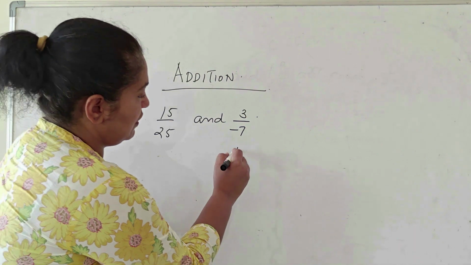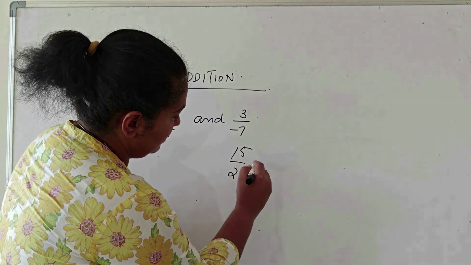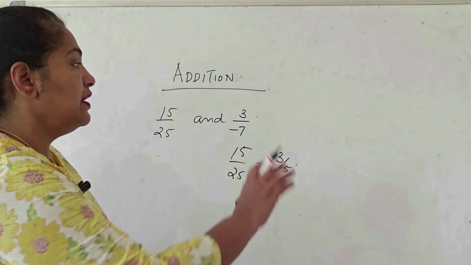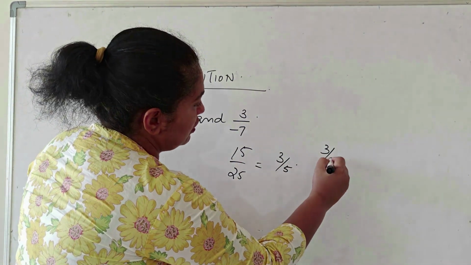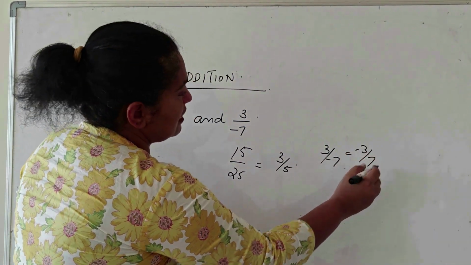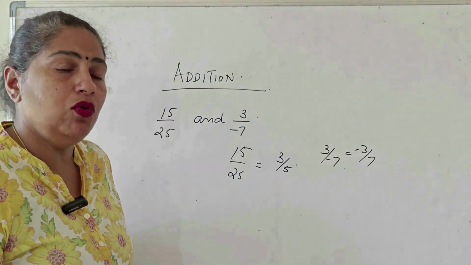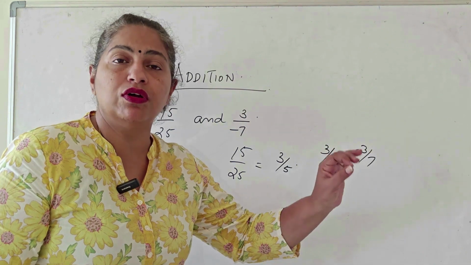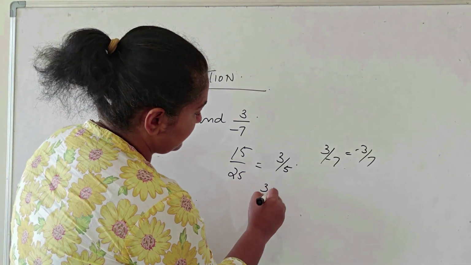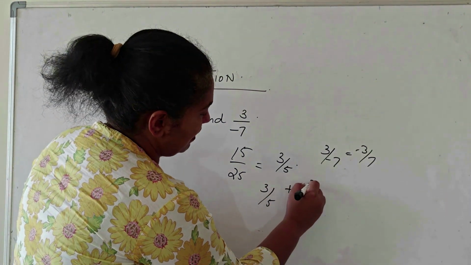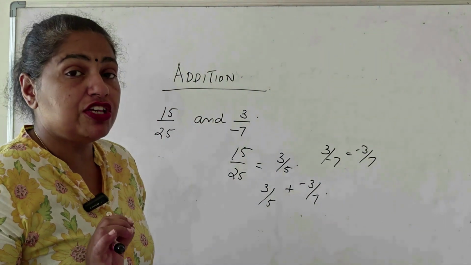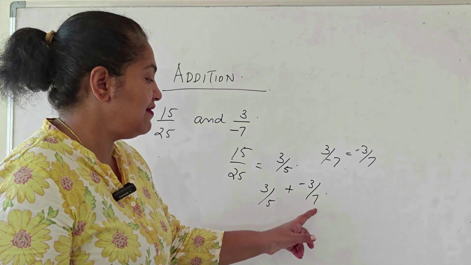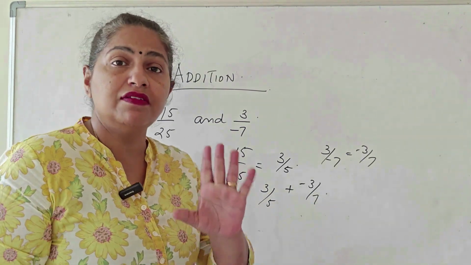So, 15 by 25 is not in the standard form. This is actually 3 by 5. 3 by minus 7 is also not in the standard form. This is minus 3 by 7. So now let us add 3 by 5 and minus 3 by 7 and see what we are getting. So 3 by 5 plus minus 3 by 7. Check the denominator. Take the LCM of the denominators. LCM of 7 and 5 is 35.